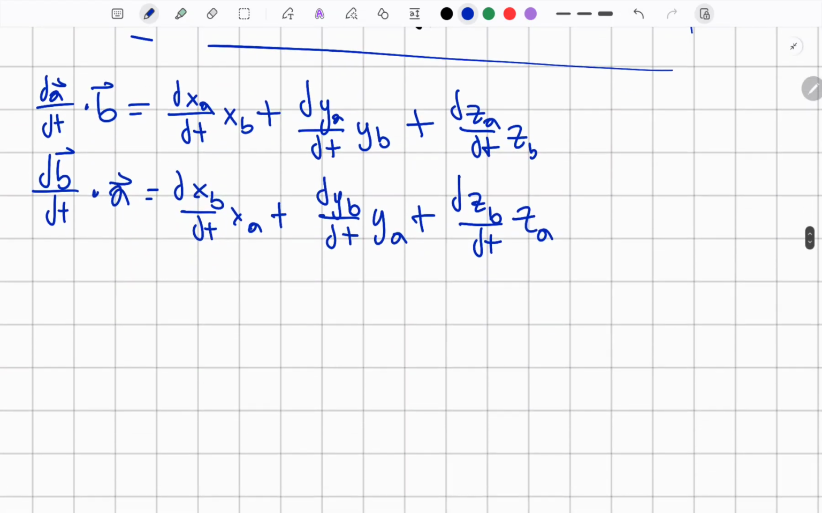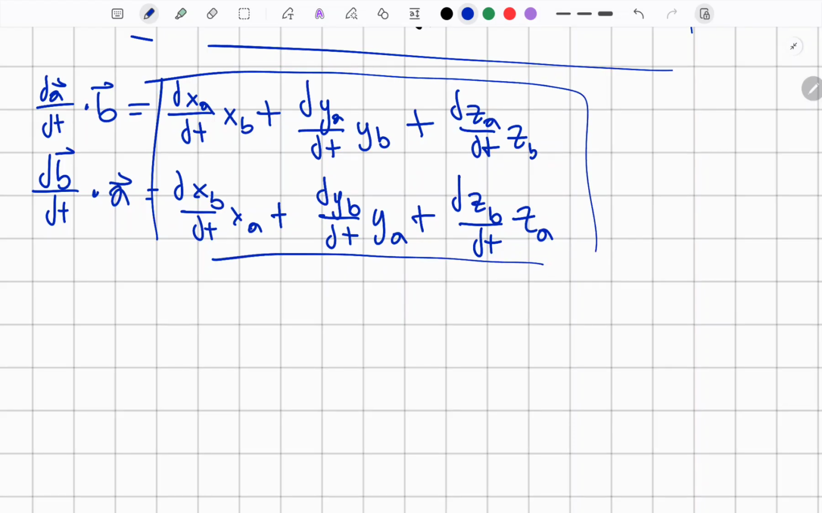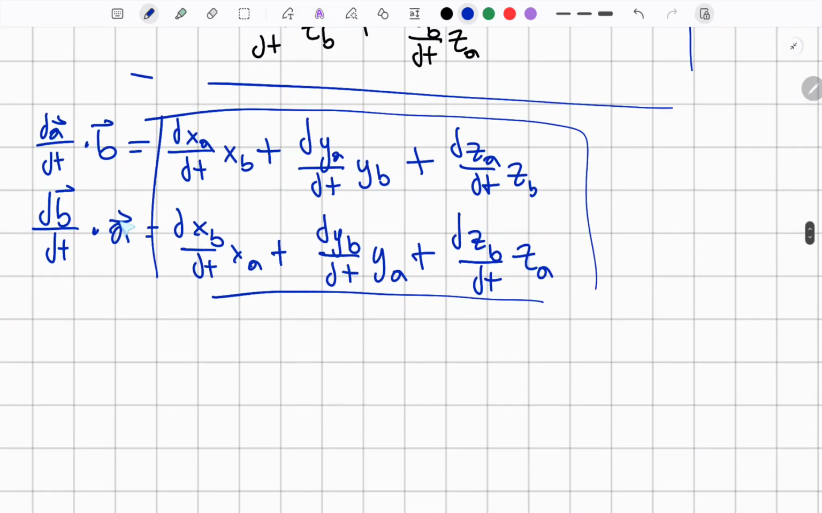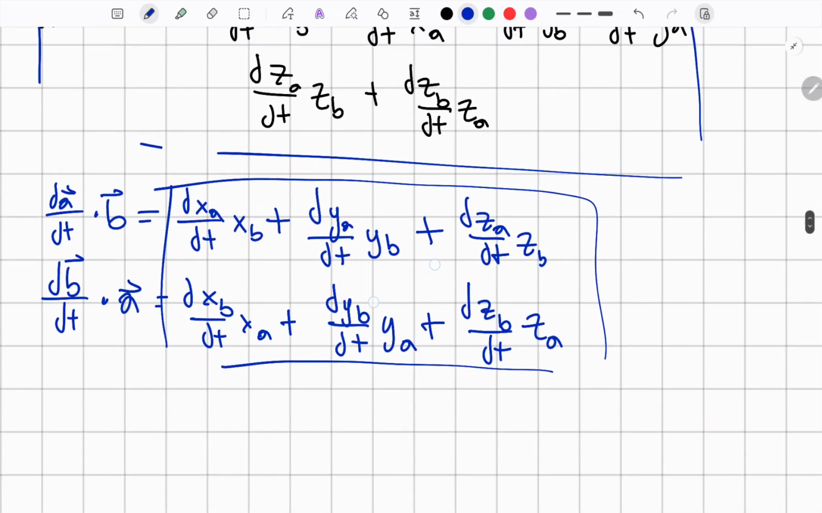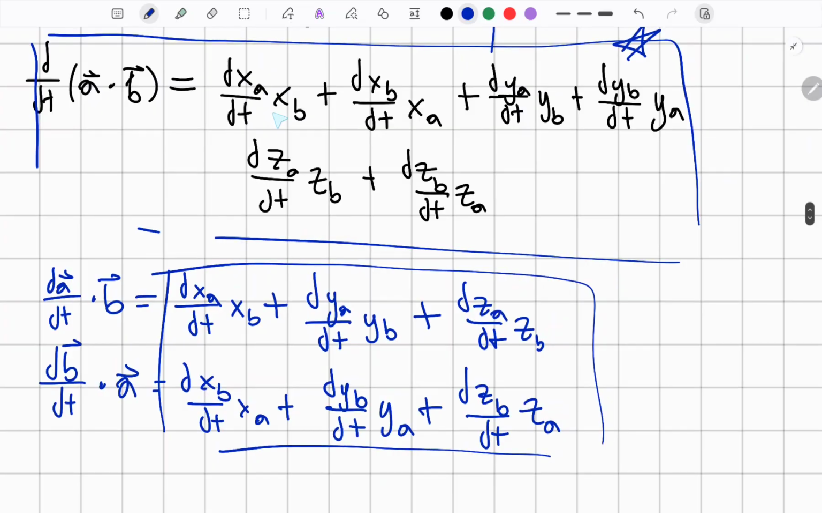You'll notice that if we take these results here and add them together, as we're supposed to be adding dA over dt dot B and dB over dt dot A, we get the same terms as we do following from up here. You're going to get that term right there. This term's going to come next, then we get that. And we have shown that these are exactly the same expression.